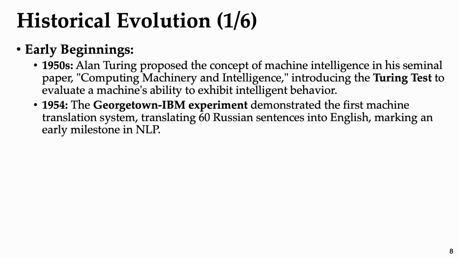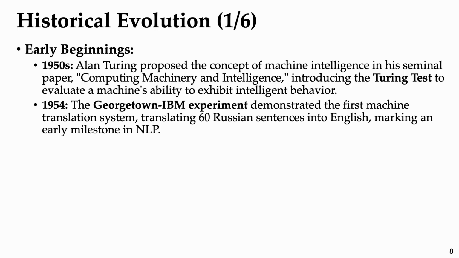However, in computational terms, the early foundations of the field trace back to the 1950s. For computer scientists, this period begins with Alan Turing, who proposed the concept of machine intelligence in his seminal work, Computing Machinery and Intelligence. In that work, he introduced what we now call the Turing test as a way to evaluate a machine's ability to exhibit intelligent behavior.